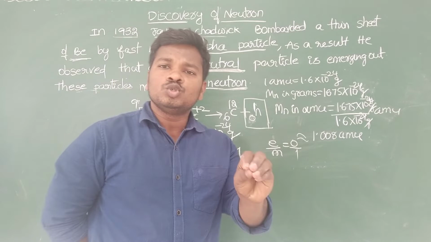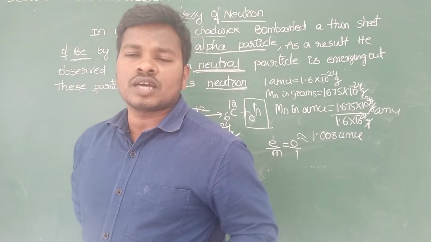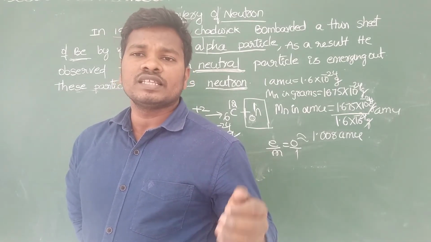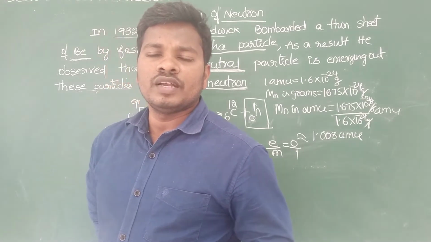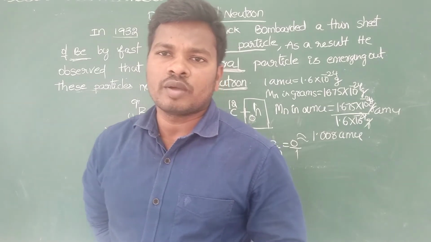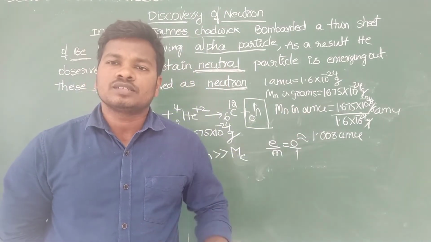Due to its neutral nature, because it doesn't have any charge, it is not deflected in the electrical field. If you pass the neutron through an electrical field and magnetic field, you cannot observe any type of deviation. Why? Because it doesn't have any charge.